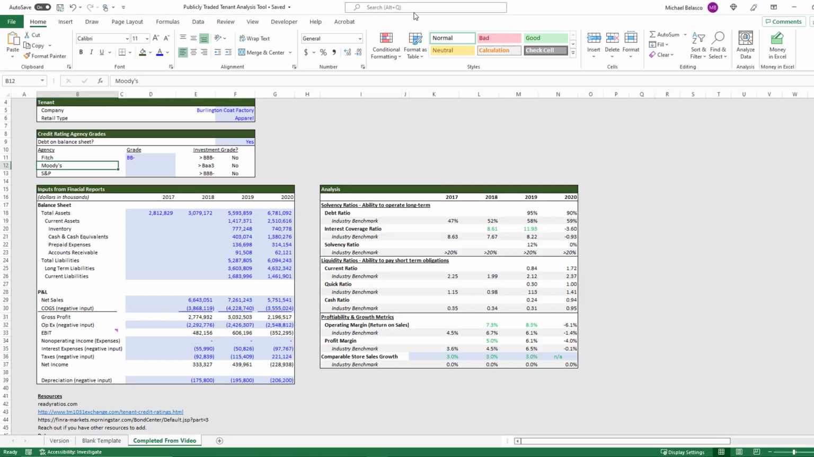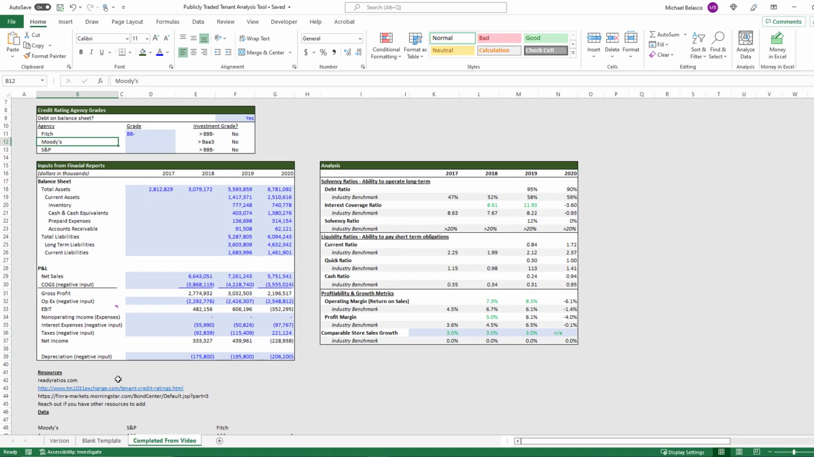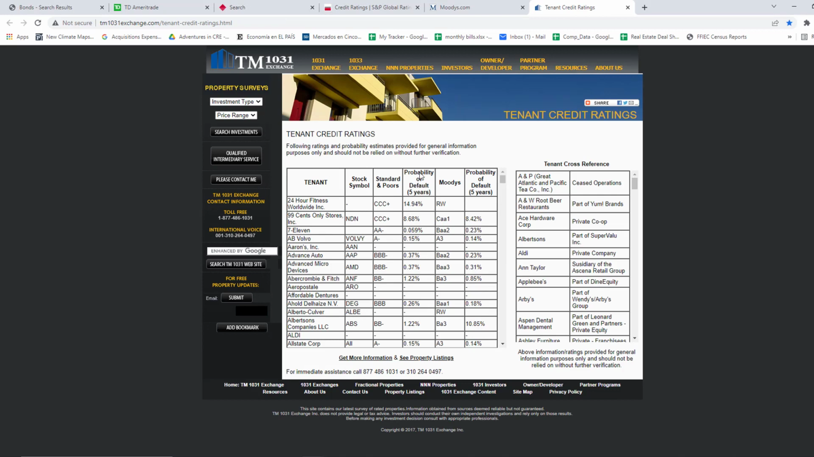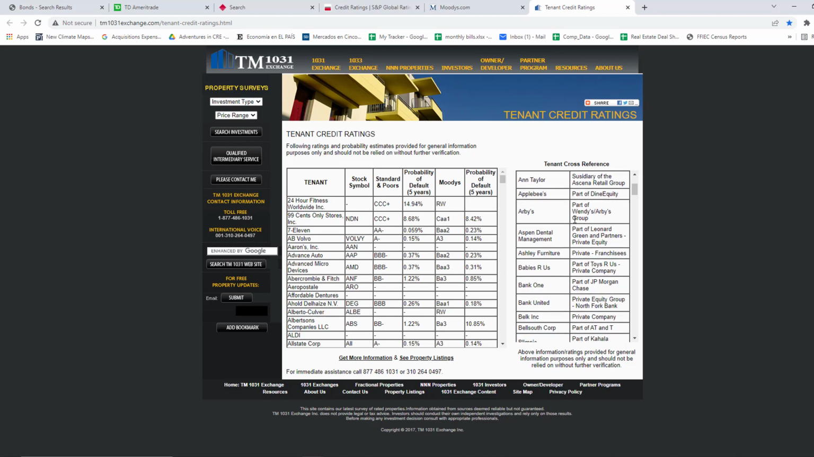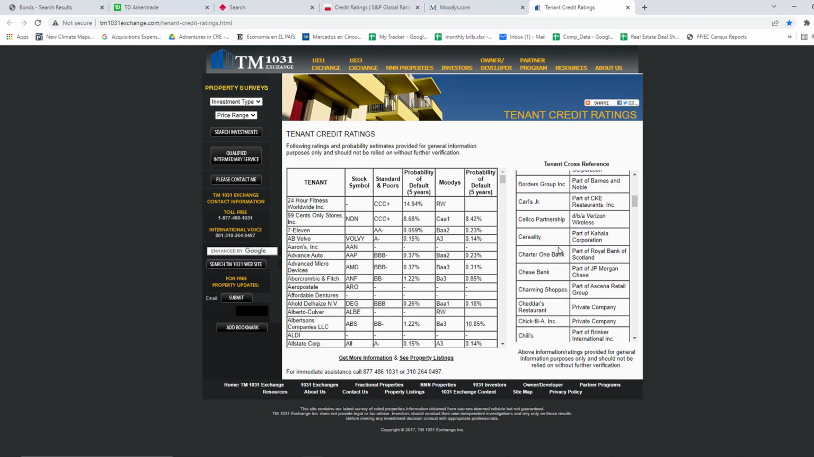I exhausted them. And then I have one final option here, which is this little single tenant net lease retail website. I'm actually not sure how little it is. Probably could be quite large. But nonetheless, they have a great page here that shows all the tenant credit ratings, at least for Standard & Poor's and Moody's. And again, if you have tenants that are subsidiaries and they're not showing up here, they have a whole other section here that helps you find who the parent companies are.